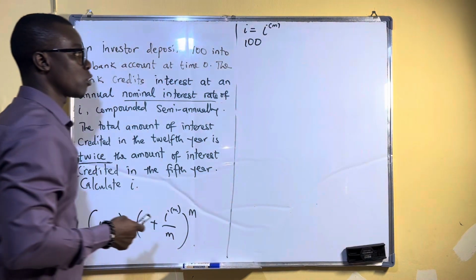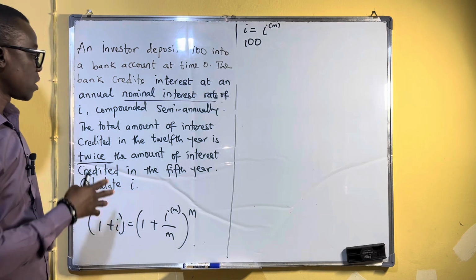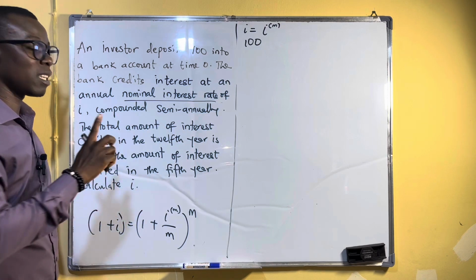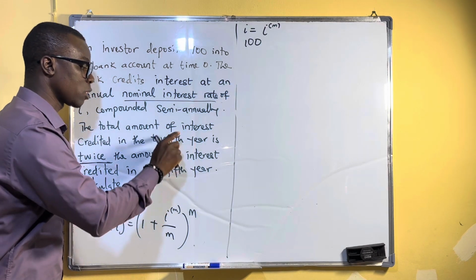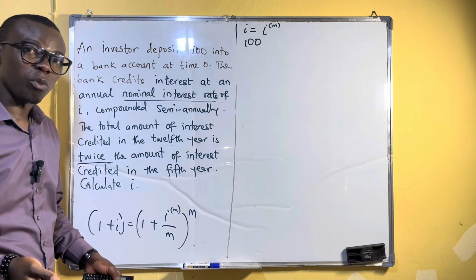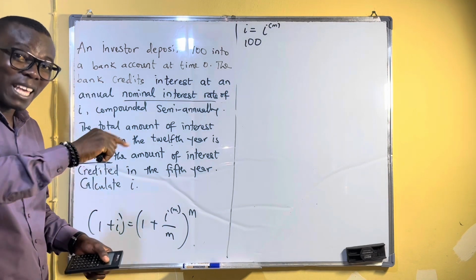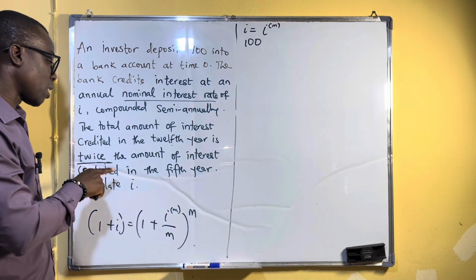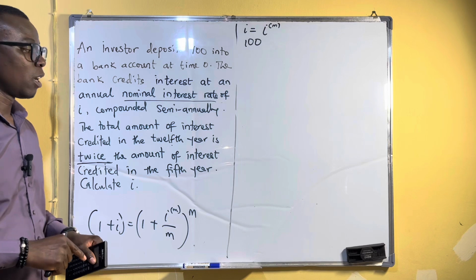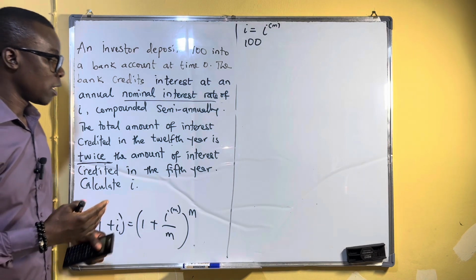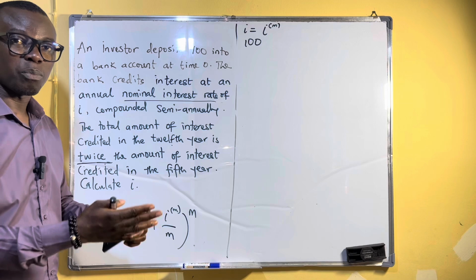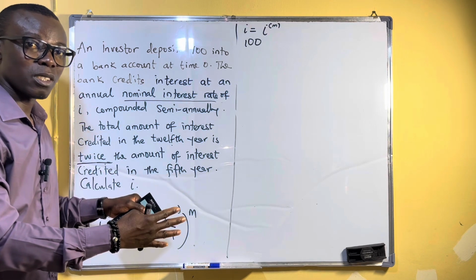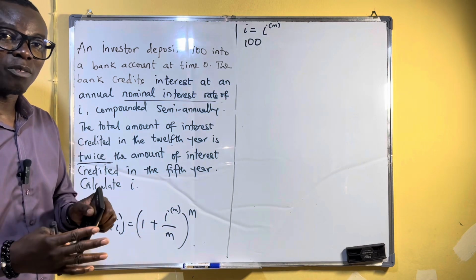Now, what are we going to do here? We see that the total amount of interest credited in the 12th year, all the interest that will be credited in the 12th year, is twice the amount of interest credited in the 5th year. So how can I get this done? It would be advisable to know what the principal in the 12th year is. The principal in the 12th year is the amount at the end of the 11th year.